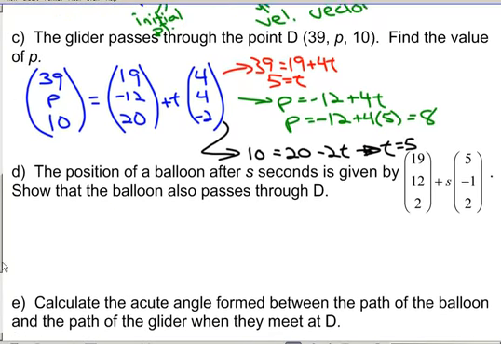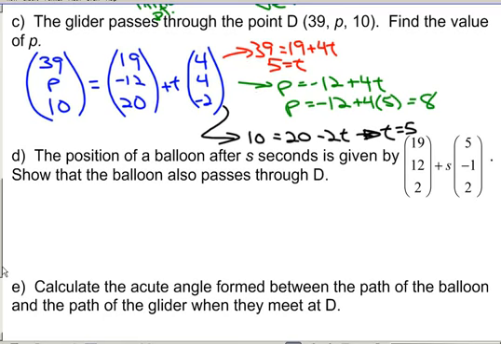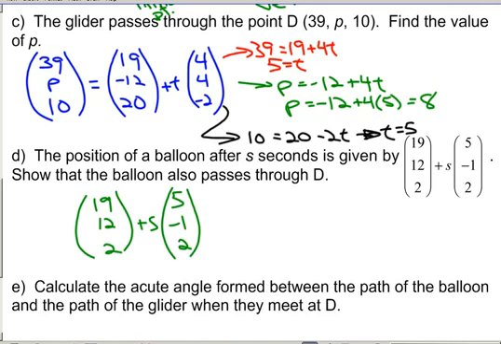D, the position of a balloon. So another object is given by this, 19, 12, and 2, plus s times 5, negative 1, and 2. Okay, and it passes through the point D. So at some point, or at some time, it's going to go through 39. We found p was 8, and 10. So I'm just using this point D from up here.